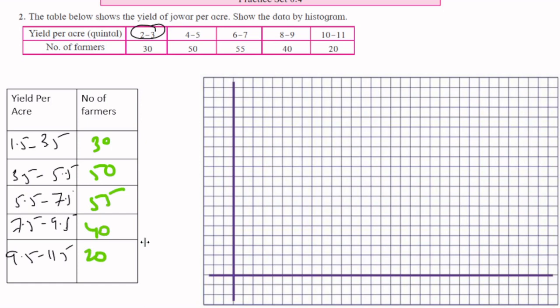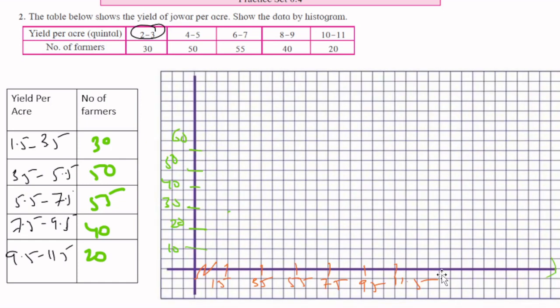Fine. Now since your class mark starts from 1.5, you can start creating the groups over here. You can use this symbol, then start making the groups. And on the y-axis you have to plot the frequency based on the numbers. The least number is 20 and the max is 55, so you can count the numbers as they are. Here we can take 10, 20, 30, 40, 50, 60, right? On the x-axis we have to write the class marks.